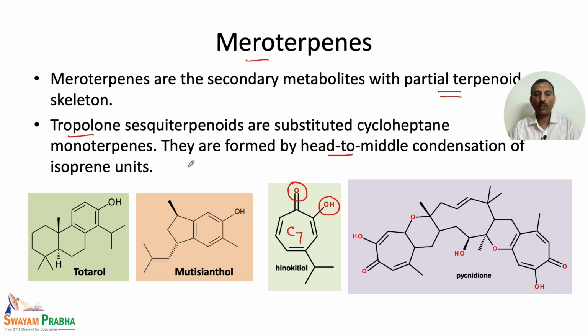But generally, terpenes are formed by either head to head, tail to tail, or head to tail combination, whereas meroterpenes are formed even by head to middle condensation of isoprene. Totarol and macrocarpal are some examples of meroterpenoid compounds. Pisiferdiol is another compound formed by the head to middle condensation of the isoprene units, and these are some examples of meroterpenes.